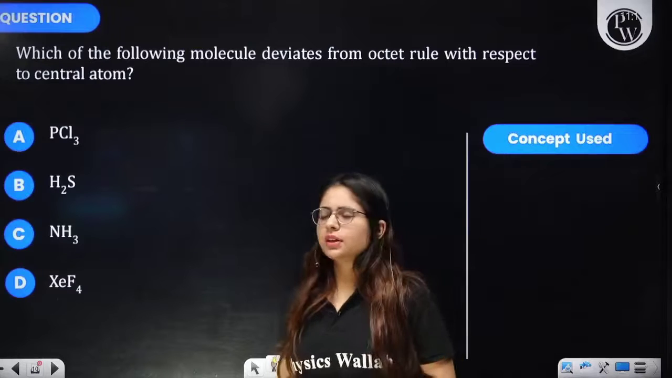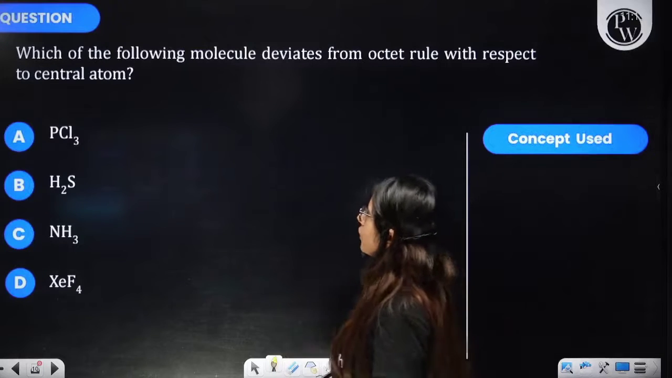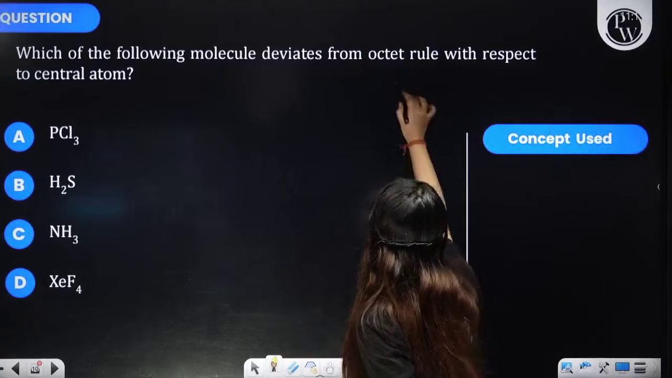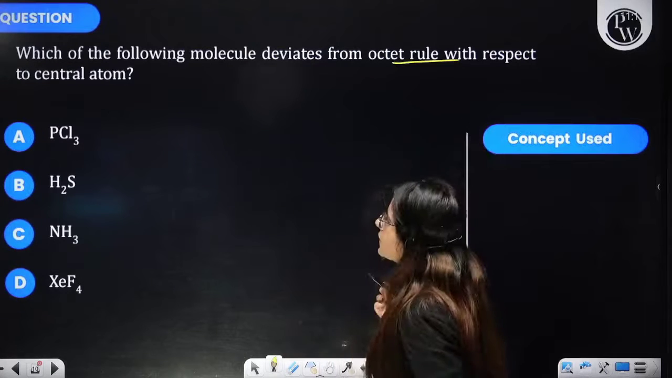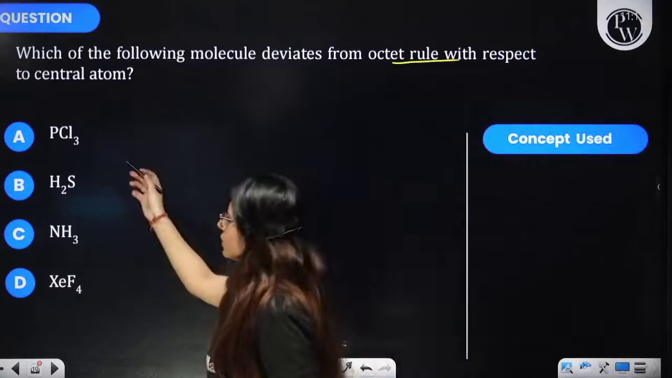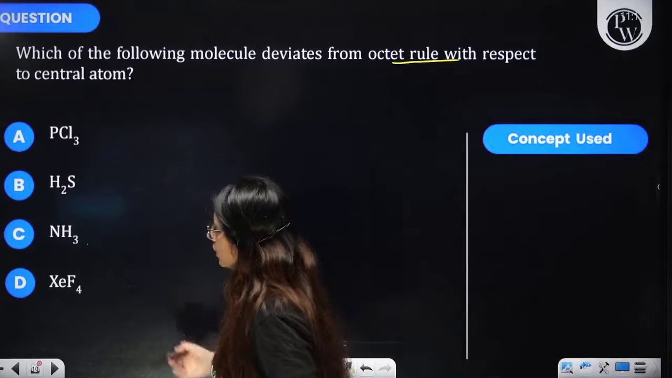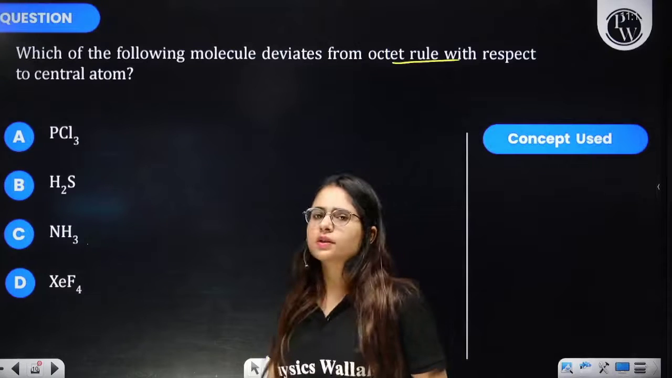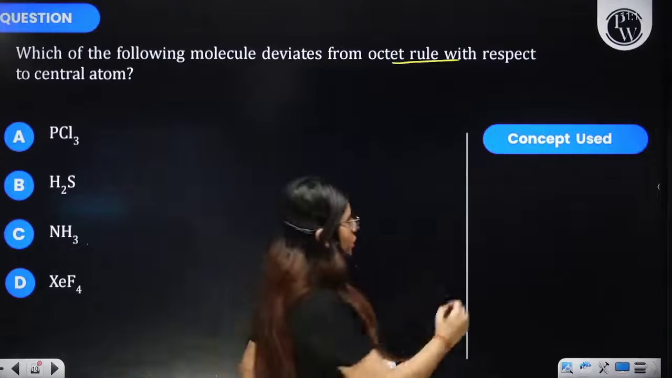Let's see this question. The question says: which of the following molecules deviates from the octet rule with respect to the central atom? PCl3, H2S, NH3 or XeF4. So the key concept of this question is the octet rule.